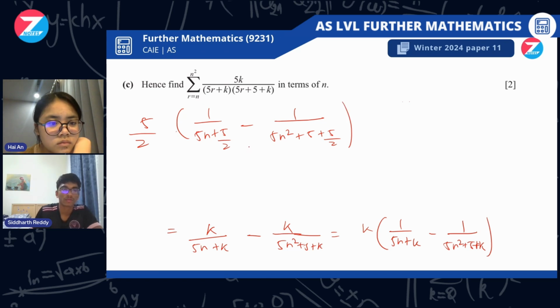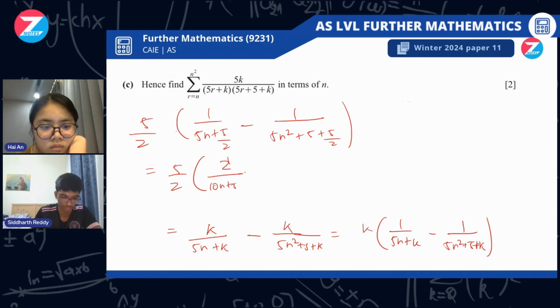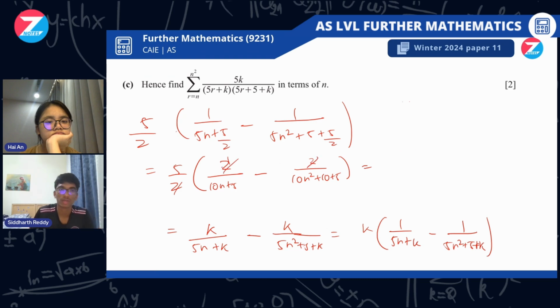Okay. So this just becomes 5 by 2 into 2 by 10n plus 5 minus 2 by 10n squared plus 10 plus 5. So this 2 cancels out, and the 5 cancels out. So we have 1 by 2n plus 1 minus 1 by 2n squared plus 3. So that's our final answer.